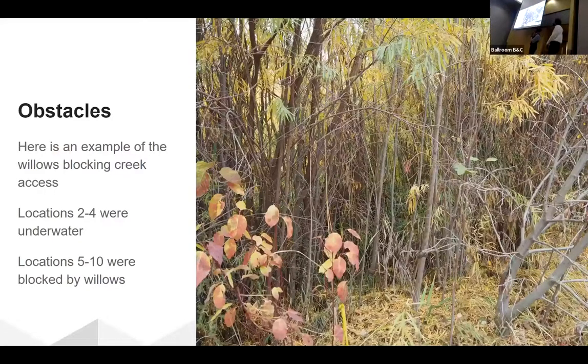This is just one picture, but it relates to many of the spots. These were the willows that had grown quite tall right along the creek, which blocked us from being able to get to the spots. In addition, water blocked us from getting through to the creek. And this happened from locations 2 through 10 about.